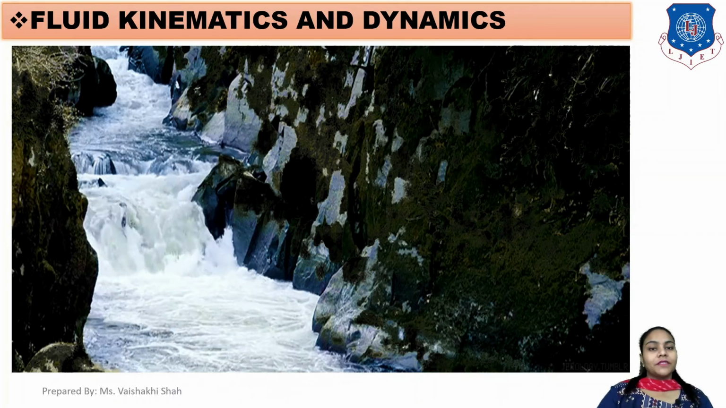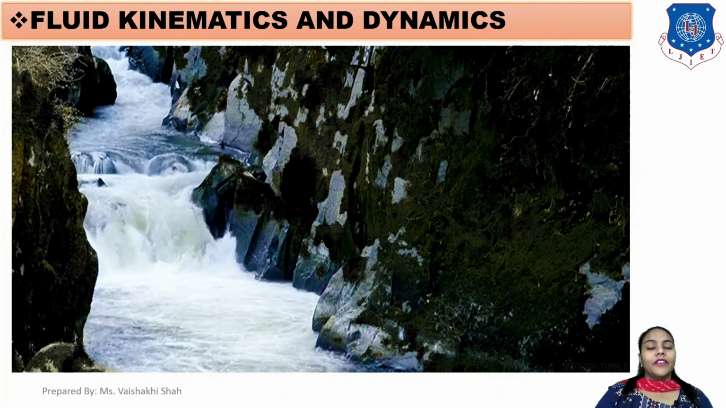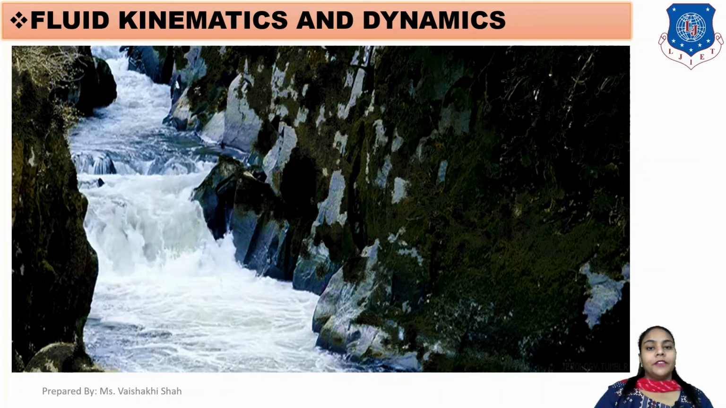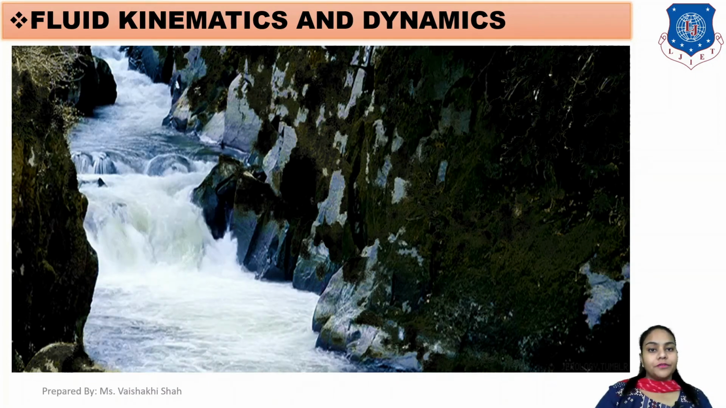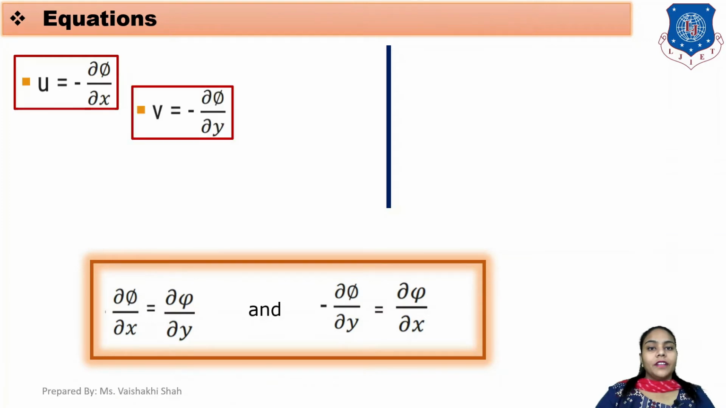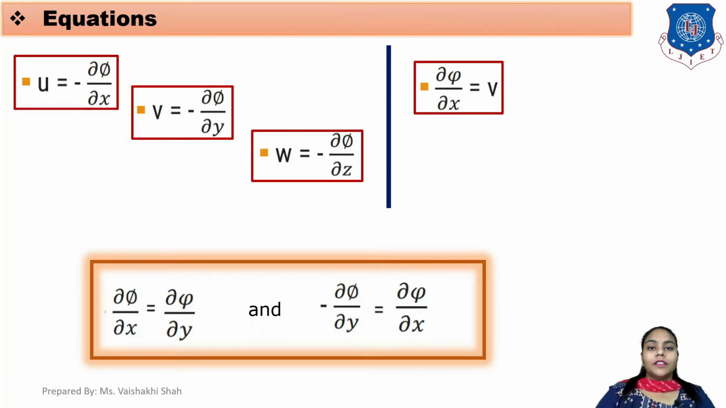In our subject Fluid Mechanics and Hydraulics, we already studied two functions, velocity potential function and stream function. Okay, and we already know the equations for velocity potential function and stream function. Velocity potential function is indicated as phi and stream function is indicated as psi.